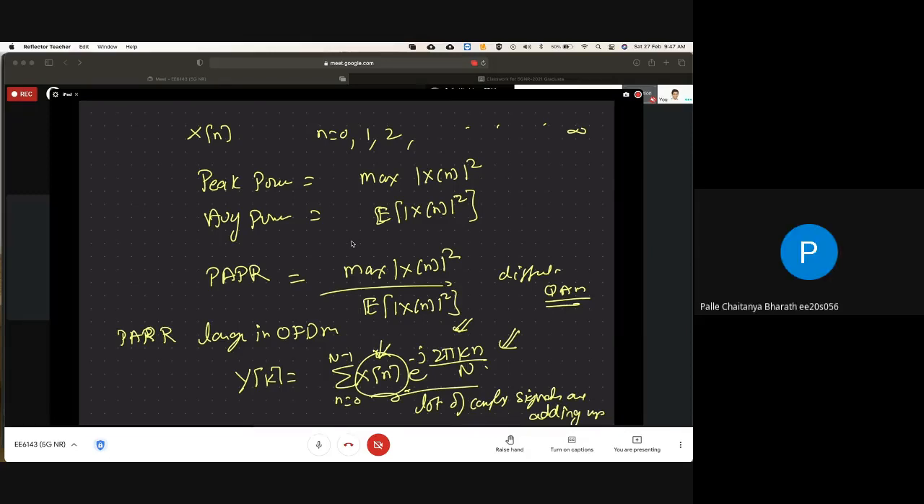Sir, is it not because of higher power required in higher order of modulation? No, PAPR has nothing to do with the power. PAPR is a ratio, no? So even if I scale my x of n with some beta, beta is there on the top and beta is there on the bottom. So that will not matter. So it depends on the structure of your modulation and the number of subcarriers.